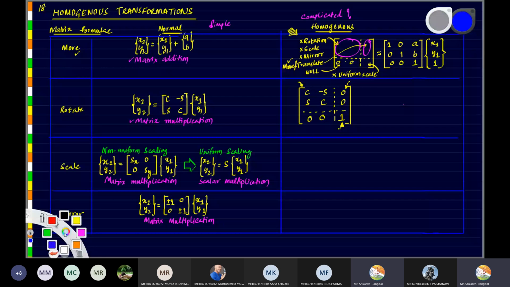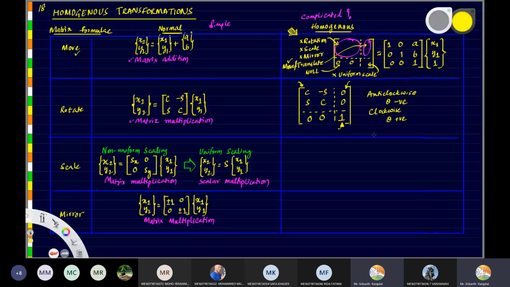So this is the formula for rotate. Once again, for anti-clockwise, we have to take theta as negative. And for clockwise, theta is assumed to be positive.